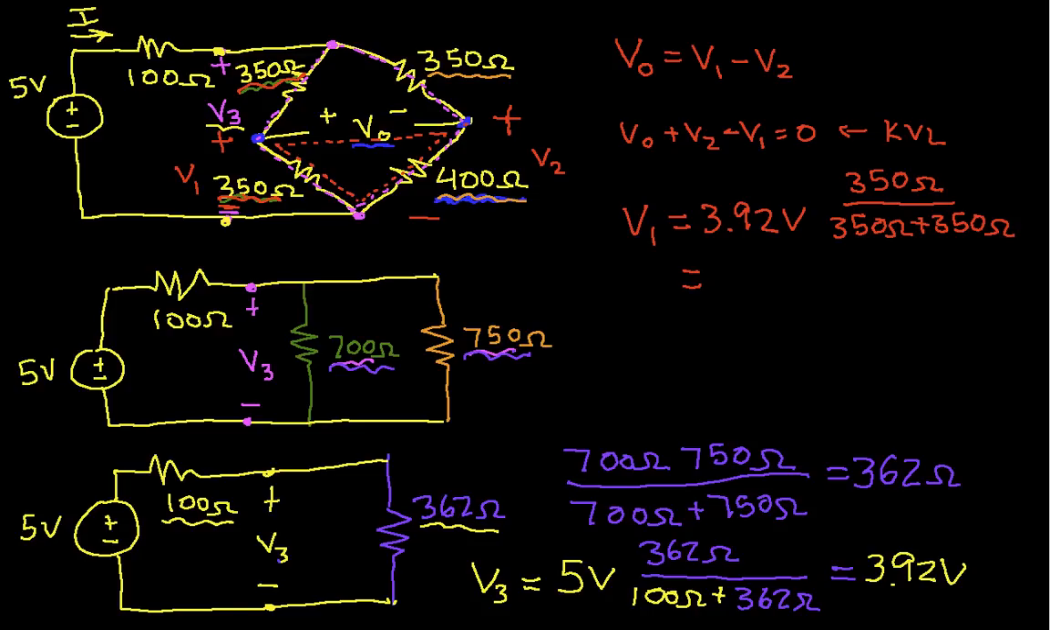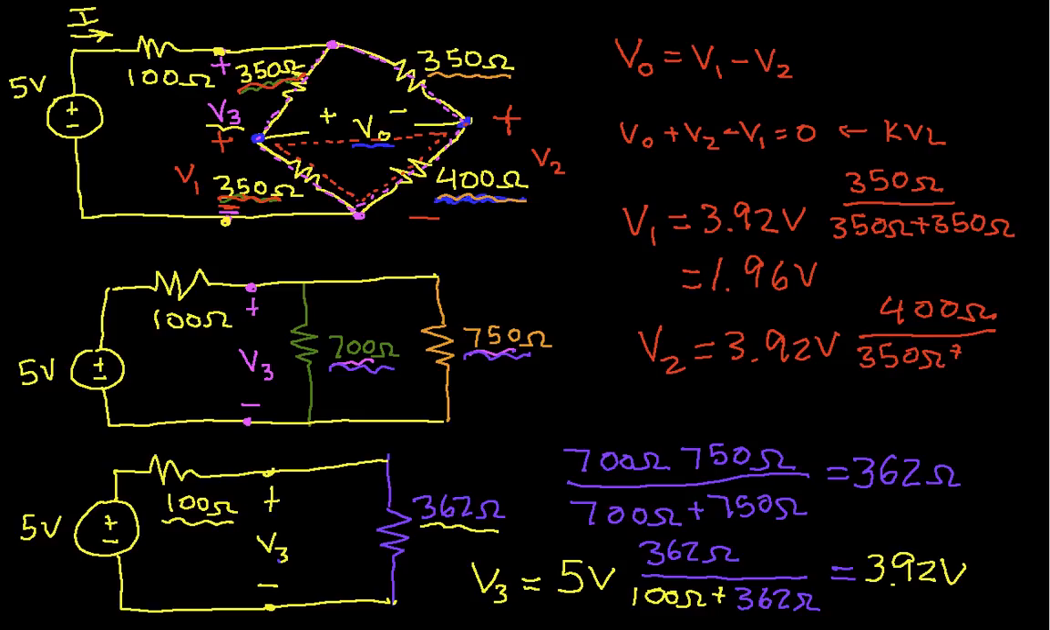So this V1 is going to be 1.96 volts. Similarly, V2 will be 3.92 volts times 400 over 350 ohms plus 400 ohms, which will be, when I work this out, 2.09 volts.